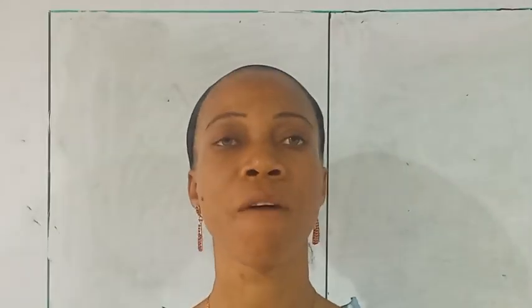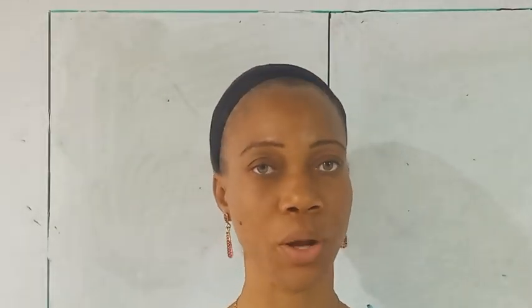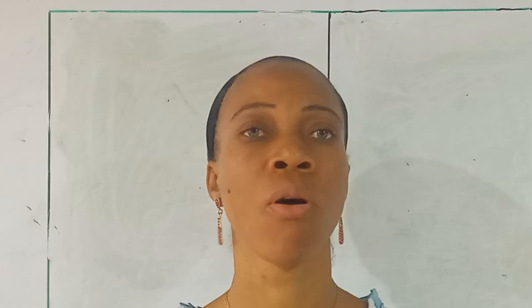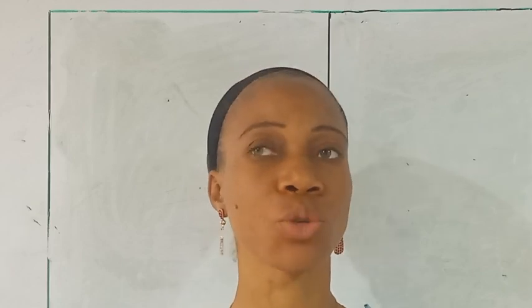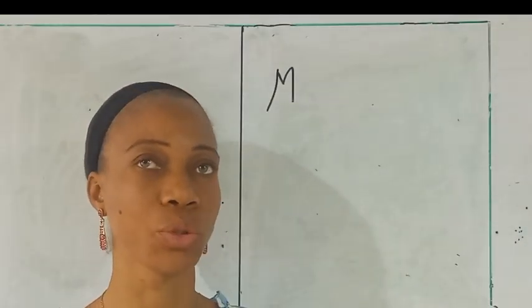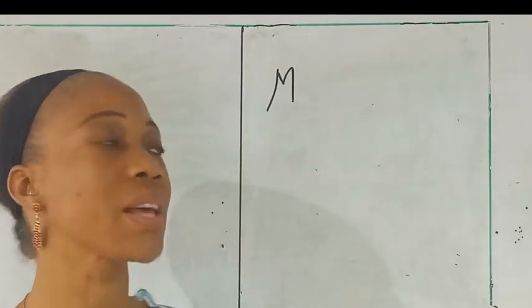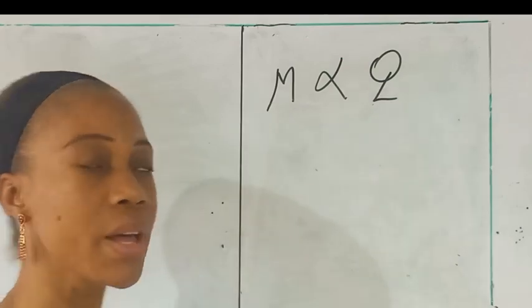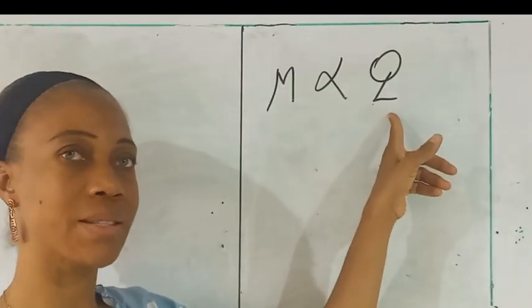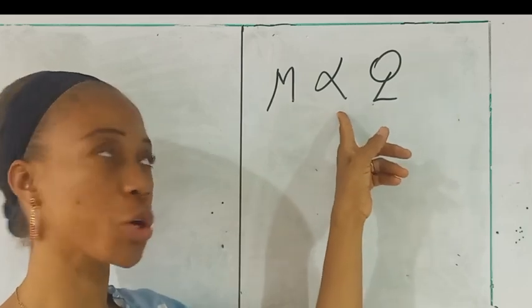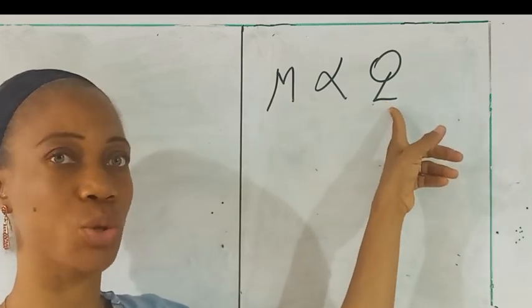Let's look at Faraday's laws of electrolysis. We have the first law and the second law. Faraday's first law of electrolysis states that the mass of a substance deposited or liberated at the electrode during electrolysis is directly proportional to the quantity of electricity passing through it. Mass is directly proportional to the quantity of electricity.